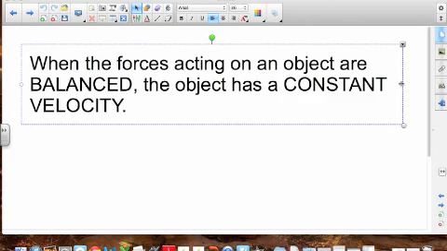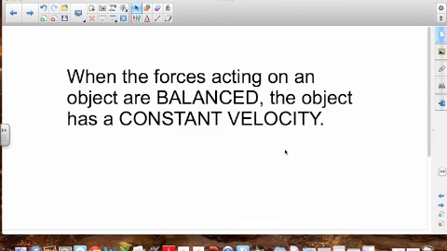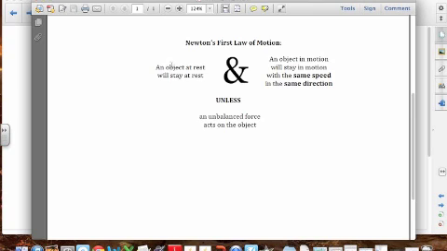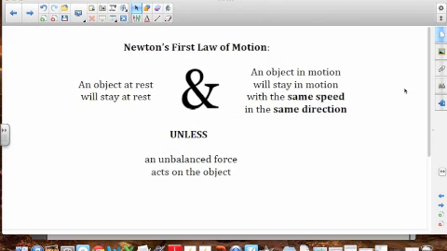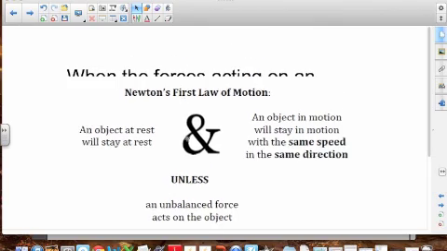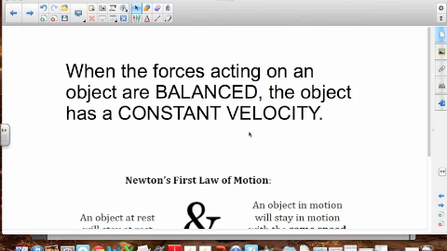This is a very profound statement, and in fact, this is a succinct way to state Newton's first law of motion. Here is the way that we saw Newton's first law of motion originally. The way that we originally thought of it was that an object at rest will stay at rest, and an object in motion will stay in motion with the same speed in the same direction unless an unbalanced force acts on the object. And we've just rephrased it a little bit to use this word velocity now. So when the forces acting on an object are balanced, the object has a constant velocity.